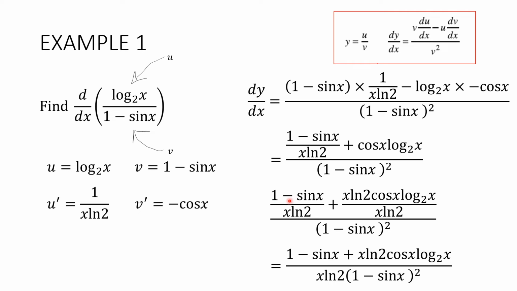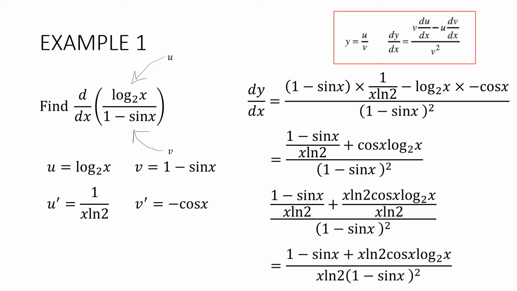Have a look at the top here, 1 minus sine x plus x ln 2 cos x log base 2 of x. This x ln 2 kind of falls through the floor when you do this division of fractions. So on the denominator, I've got x ln 2 multiplied by 1 minus sine x all squared.